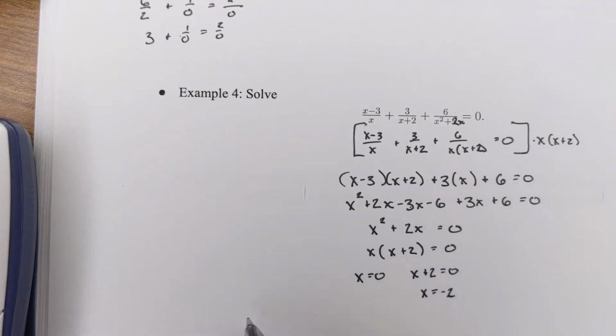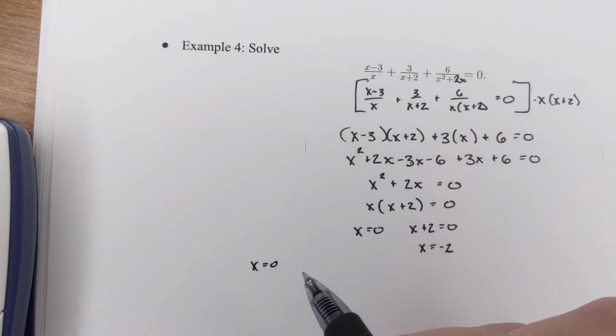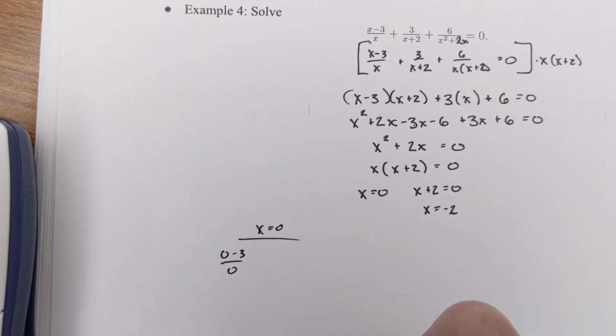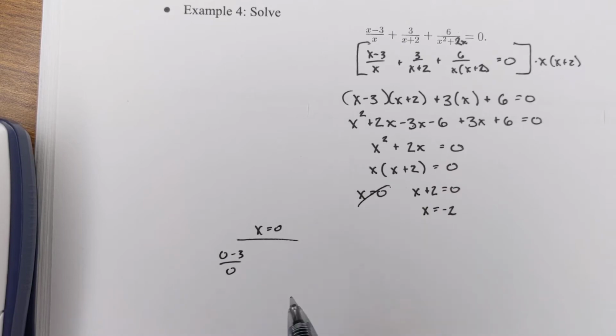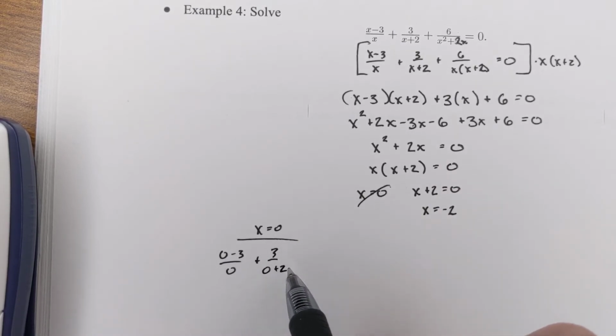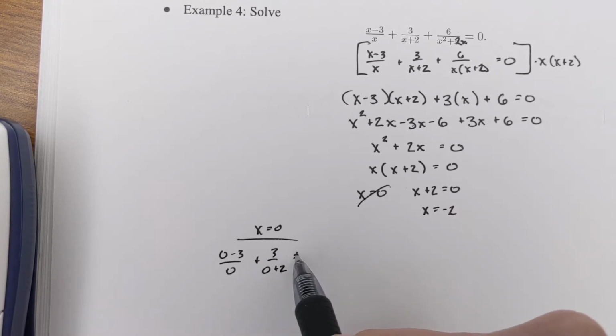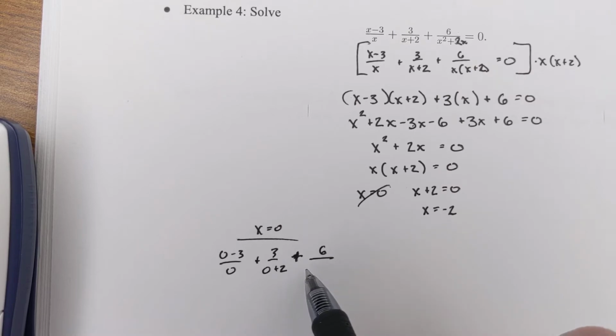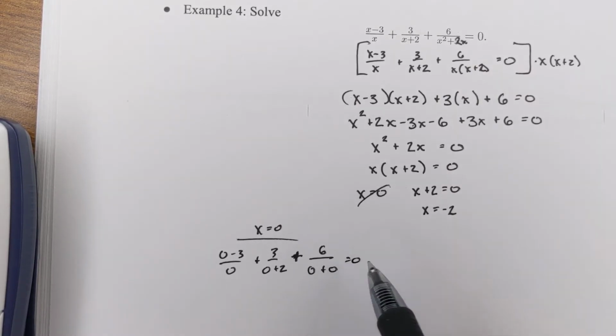So if I plug 0 in, so if x is equal to 0, I get 0 minus 3 over 0, and I'm done right away. This one can't work because it's forced me to divide by 0. It does not matter what the rest of the problem is. I can't finish it because as soon as you try to divide by 0, it's going to break down. So that one doesn't work.